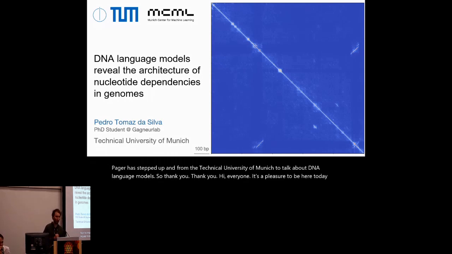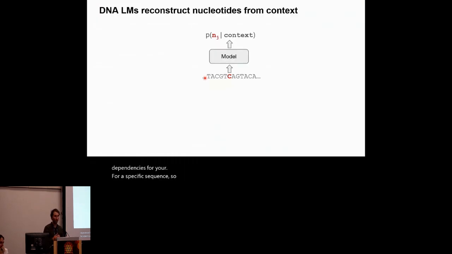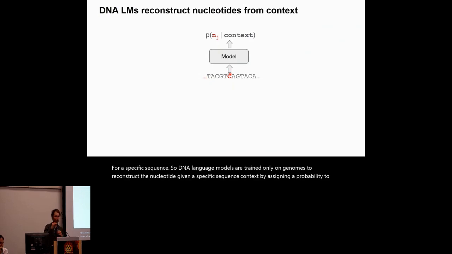So I'm going to talk to you about how we can use DNA language models to study nucleotide dependencies in the genome and eventually arrive at maps like this, which showcase the dependencies for a specific sequence. DNA language models are trained only on genomes to reconstruct a nucleotide given a specific sequence context, by assigning a probability to each one of A, C, G, or T for the specific position.